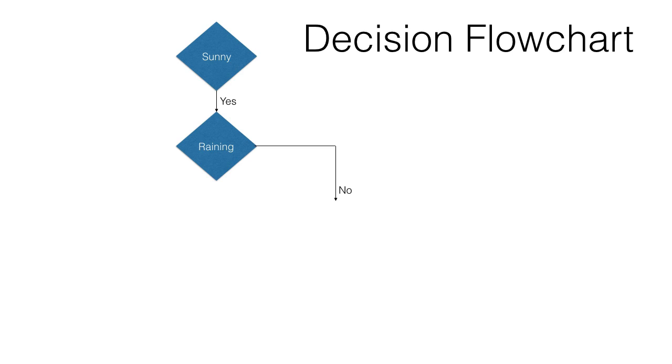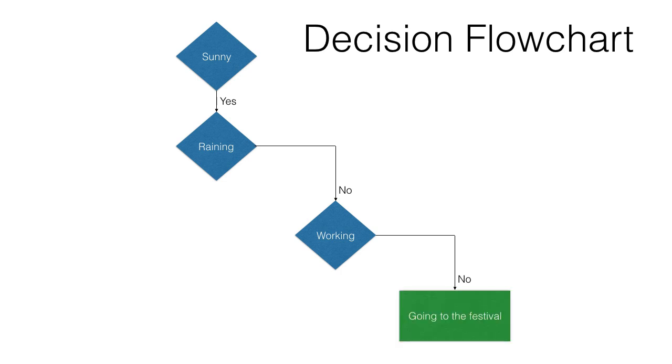Let's visually map this out. So here is a decision flowchart. I introduced you to flowcharts earlier. If it's sunny, so therefore we ask the question, is it sunny? If yes, then we'll move to the next conditional. Is it raining? If no, we'll move to the next conditional. Am I working? Well, I am right now, but will I be for the weekend? If the answer is no, then I'll go to the kite festival.